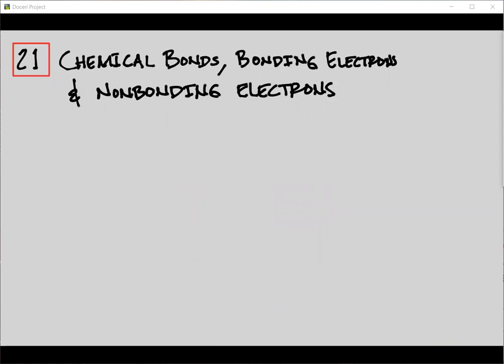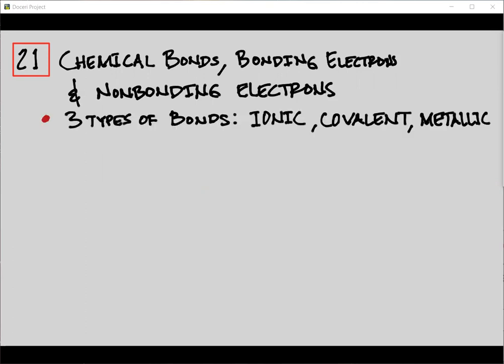All right, this one is the second to the last one. We have chemical bonds, bonding electrons, and non-bonding electrons. You learned in chapter 6 that there are three different types of chemical bonds. There's ionic bond, covalent bond, and metallic bond. Ionic bond is the chemical bond in ionic compounds, and it involves the transfer of electrons from the metal to the nonmetals. Remember that metals tend to lose electrons and the nonmetals tend to gain electrons.